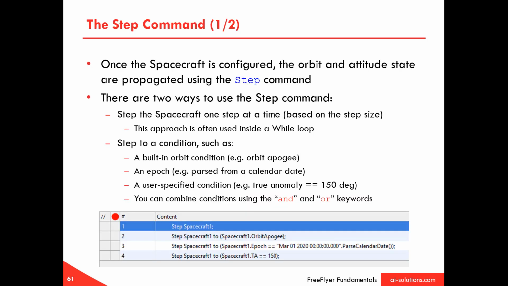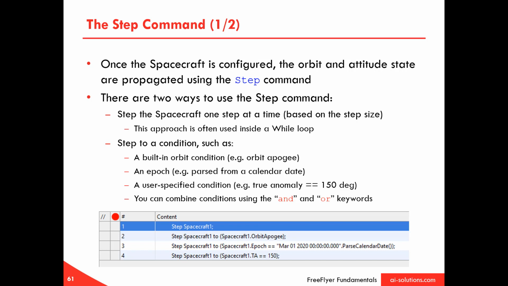As you've already seen, once you've set up your spacecraft's initial orbit and initial attitude state, you propagate that forward in time using the STEP command. There are 2 different ways that you can use the STEP command. The first approach is to step the spacecraft one step at a time using the step size that you set in the spacecraft's orbit propagator. You'll often use this approach inside a while loop in your FreeFlyer mission plans, where you're propagating the spacecraft forward until an end condition is met.